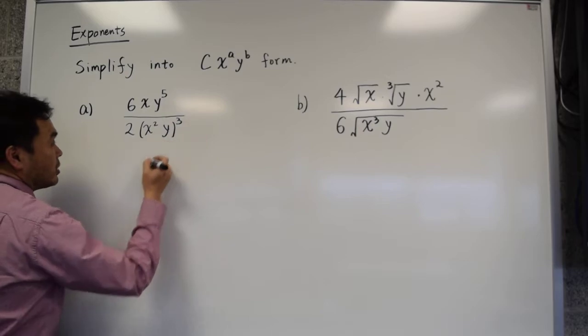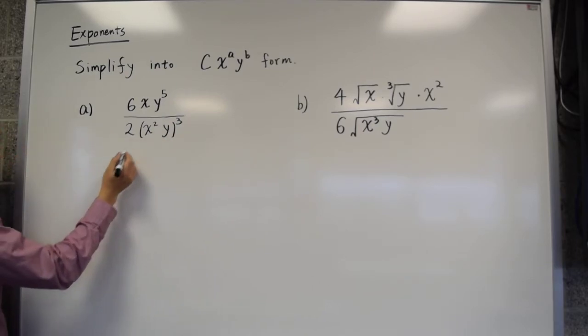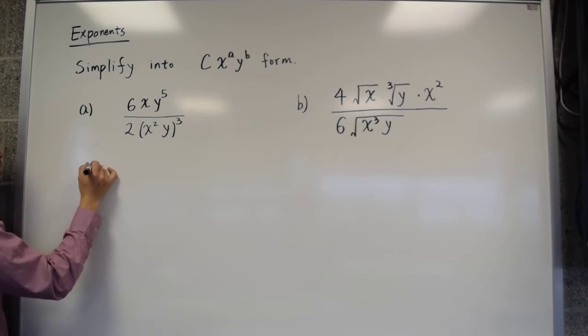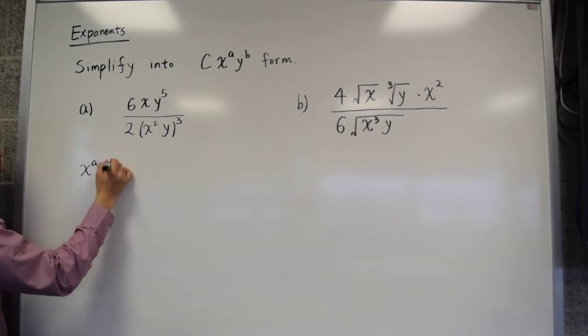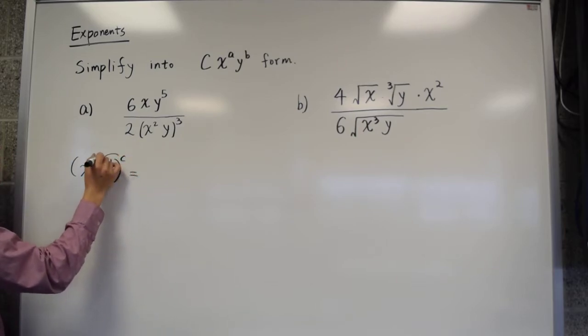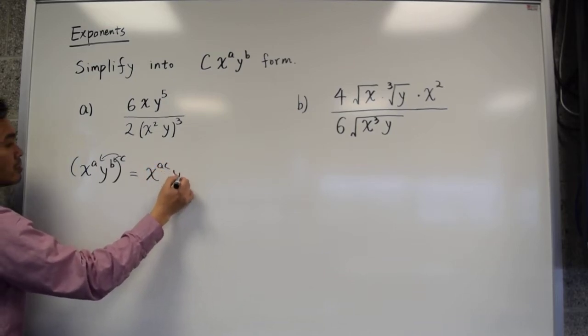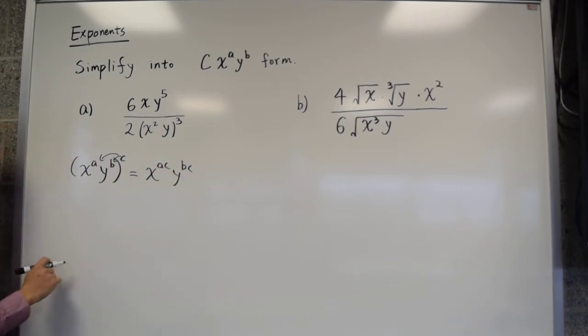Now the rules that we need to do this would be, first, if you have x to any power and y to another power, and then you have another power outside, this gets multiplied to each one of them. Just like that.